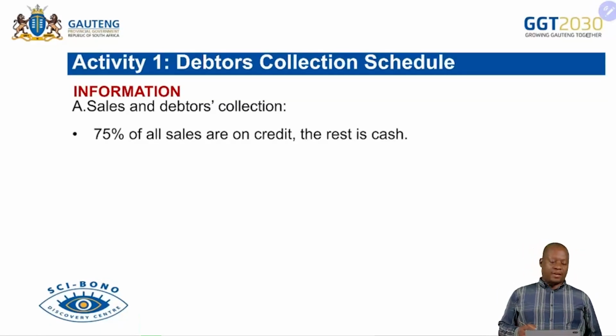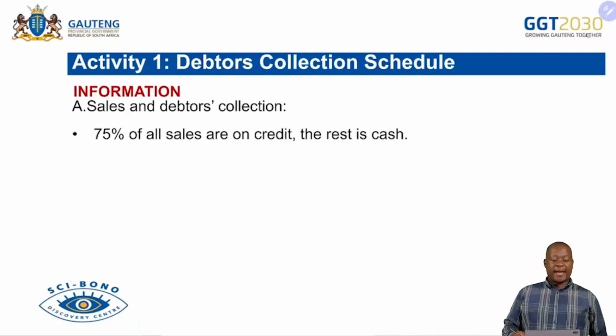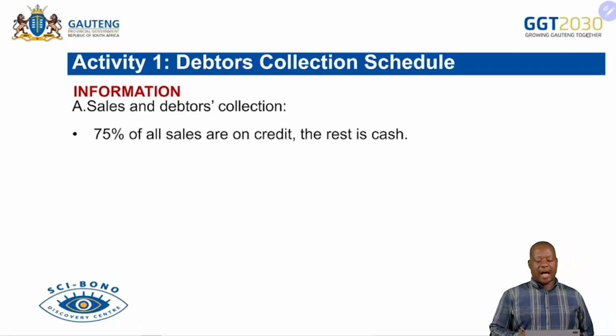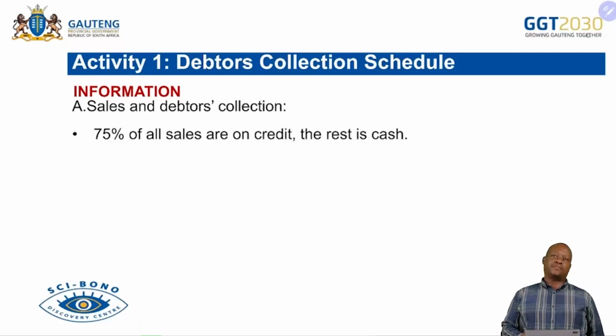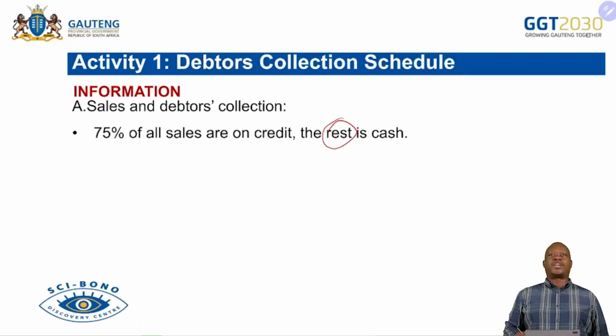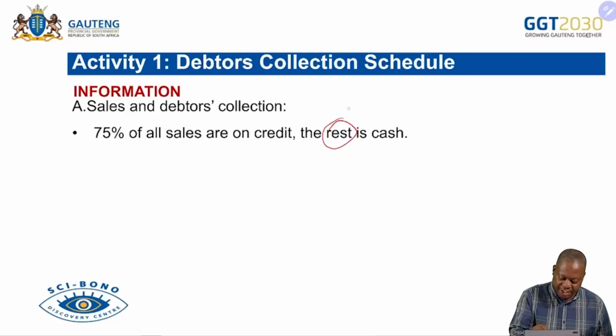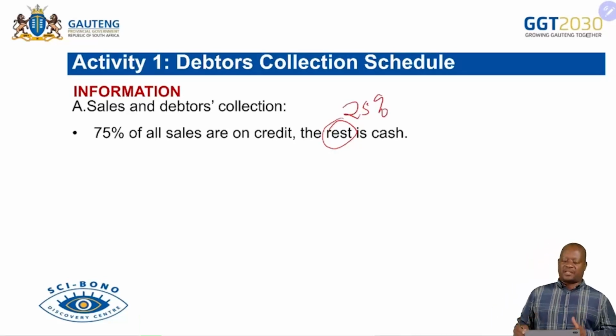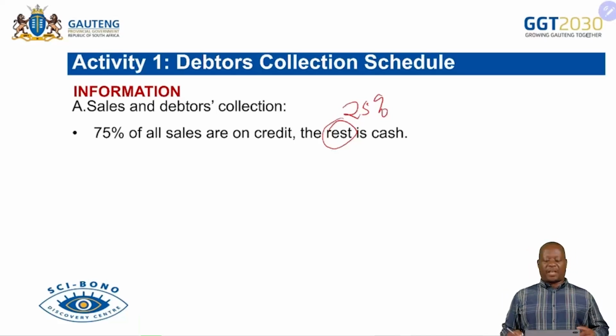It says something to do with sales and debtors collections. They are saying to start with, 75% of all sales are on credit and the rest cash. The minute you get to this point, they're saying the rest is cash. So sales can either be credit or cash, 100%. Now, if 75% is credit, what percentage is cash? 25% of our sales are going to be cash.